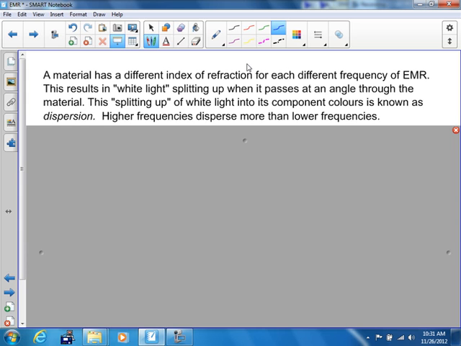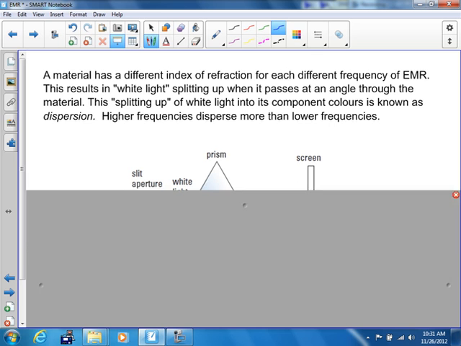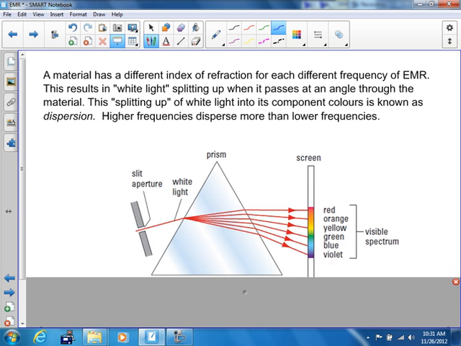What happens as a result of that? Well, the light splits up. Red light bends the least. Violet light bends the most. Frequencies that are high will respond to the material more than frequencies that are low. And therefore, there will be a higher index of refraction, ever so slight, but still different, for high frequencies than for low frequencies. Low frequencies bend. High frequencies bend more.